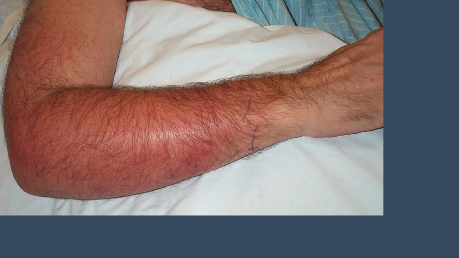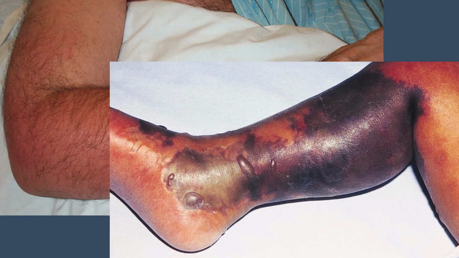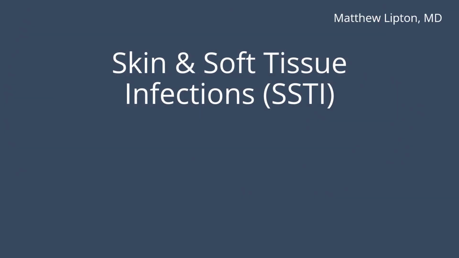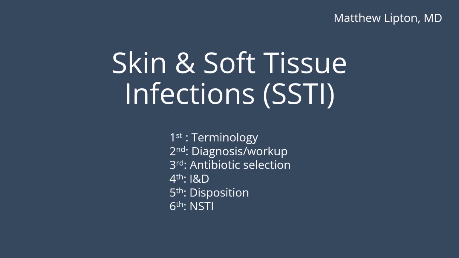Skin and soft tissue infections have a wide range of presentations, from simple cellulitis here to necrotizing fasciitis here. Both of these diagnoses are on different ends of the spectrum of the same situation, where you have bacterial infection of the skin. Today we're going to be talking about skin and soft tissue infections, or SSTIs. I've got 6 things I'd like to talk about with you today, so let's get started with number 1, terminology.